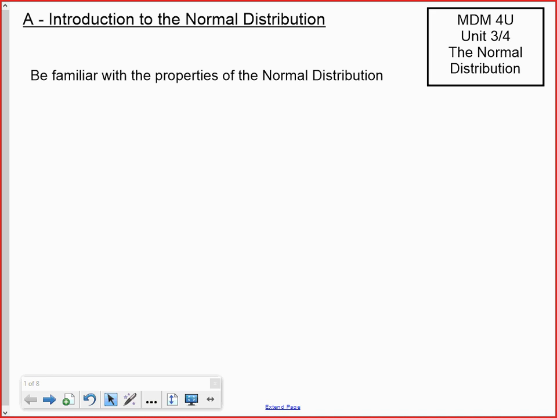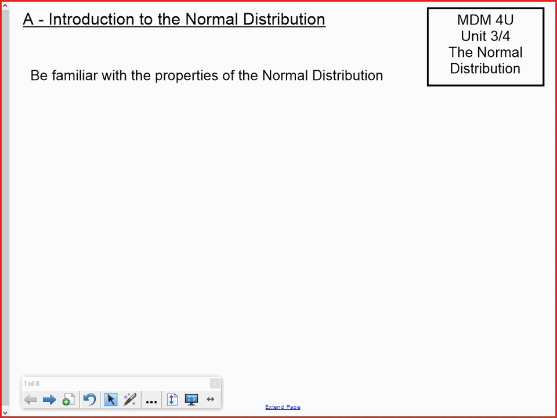Okay, this lesson should give you a little bit of an introduction to the normal distribution. So basically, we're just going to look at some of the properties of the normal distribution here today. And in the next lesson, we will look at how you can use those properties to do some more in-depth calculations using the normal distribution. But hopefully by the end of the day, you will understand the context around the calculations that we are going to be doing tomorrow.